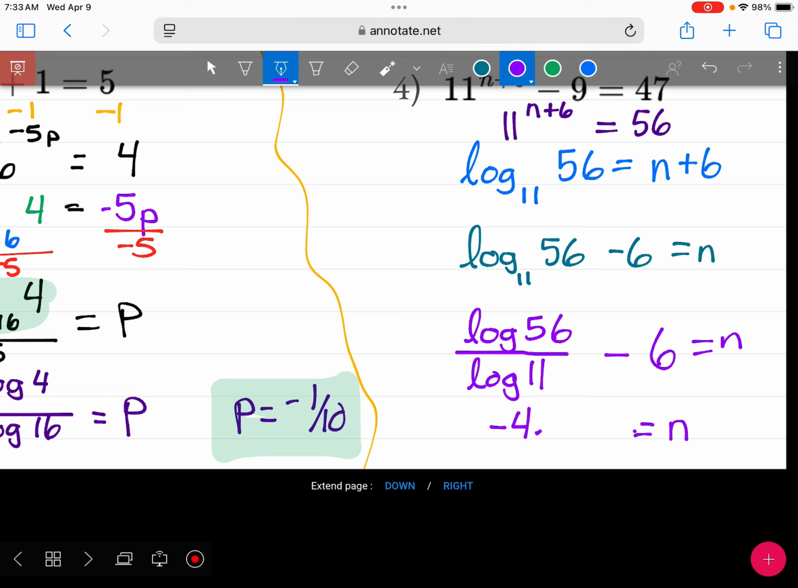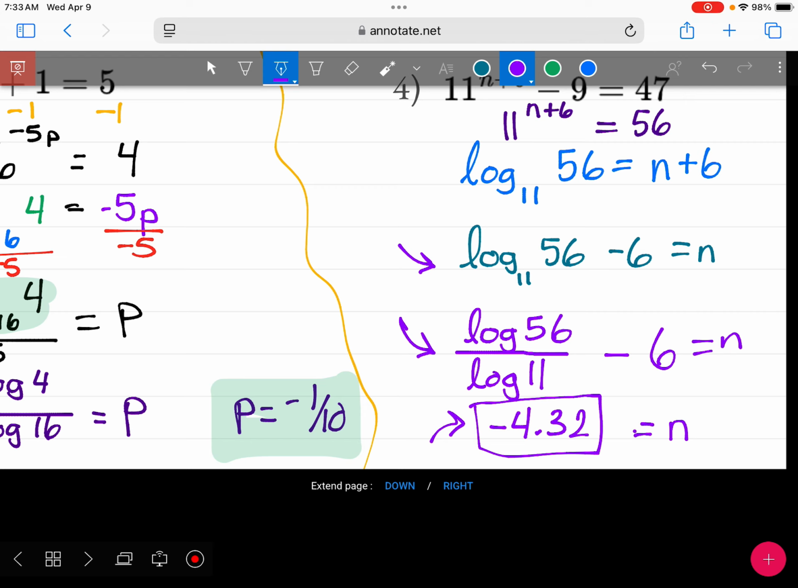Two decimal places is fine. 4.32. Just because I didn't tell you. So we have our exact answer and we have our decimal approximation. Log 56 over log 11 minus 6 is our exact answer. This would also count as an exact answer: log base 11 of 56 minus 6. Totally fine. Log base 11 of 50 is not fine.